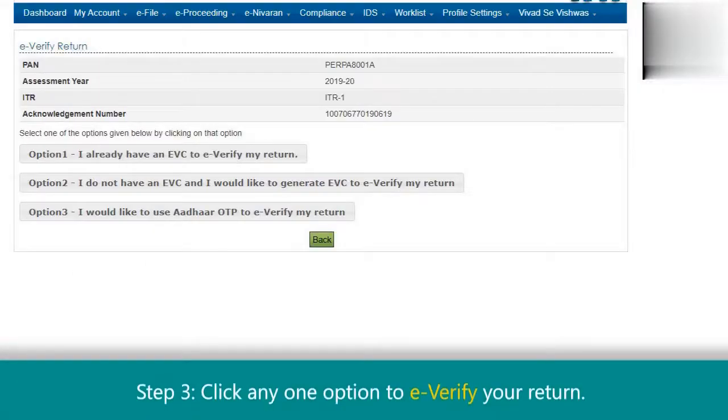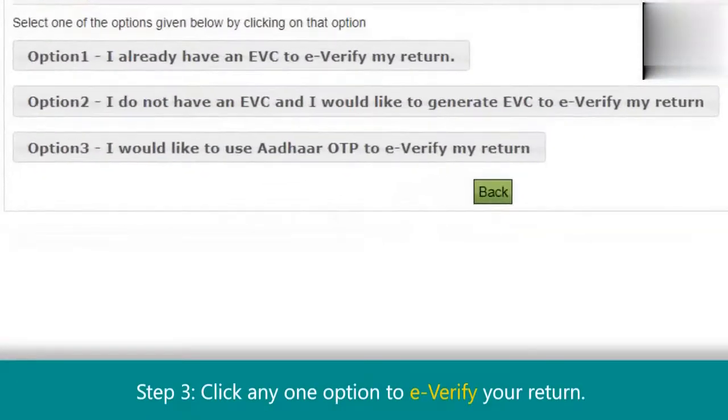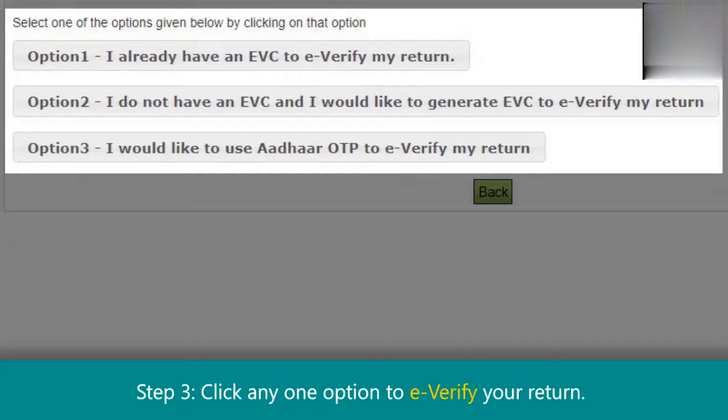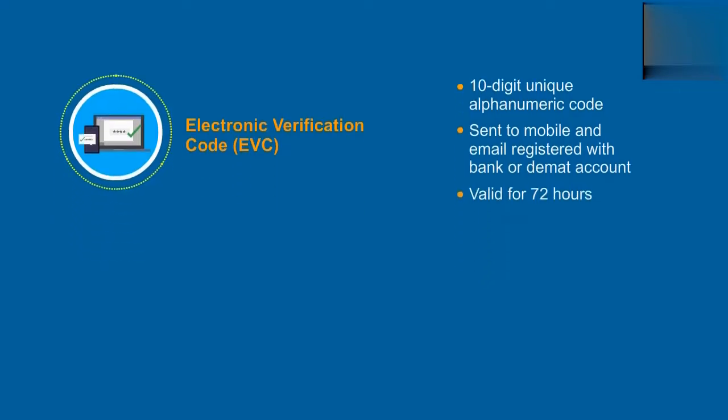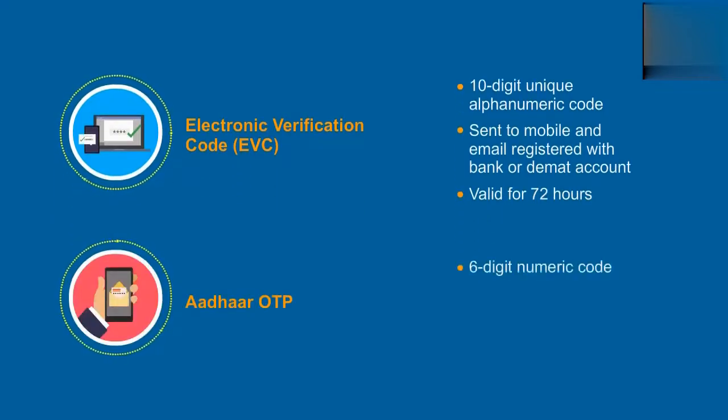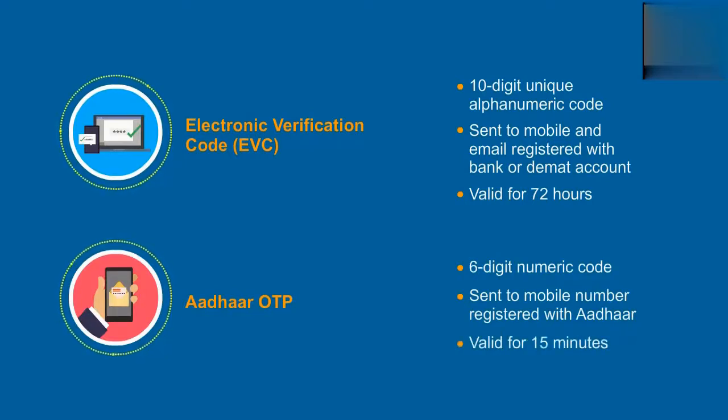On the next page, you will see the options to e-verify your return, which are EVC or Aadhaar OTP. An EVC is a 10-digit unique alphanumeric code sent to your mobile and email registered with your bank or demat account. It will be valid for 72 hours. Aadhaar OTP is a 6-digit numeric code received on your mobile number registered with Aadhaar. The OTP will be valid for 15 minutes only.